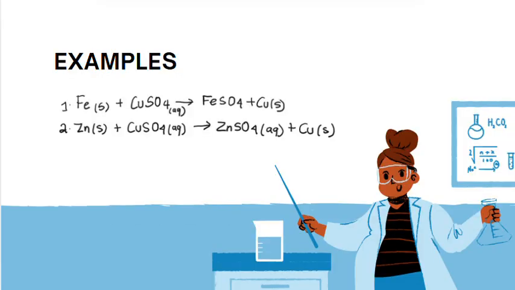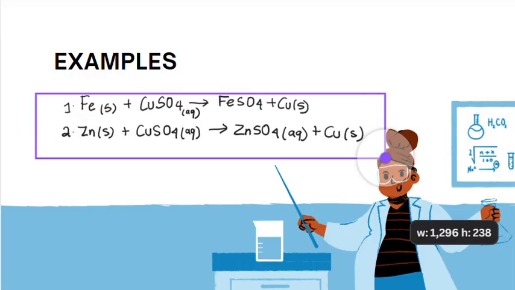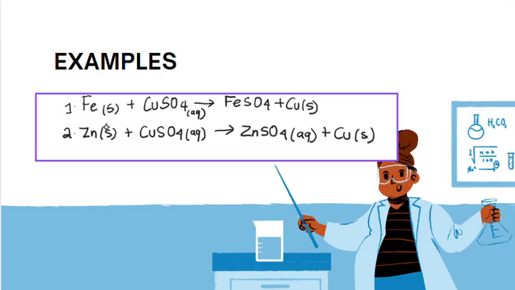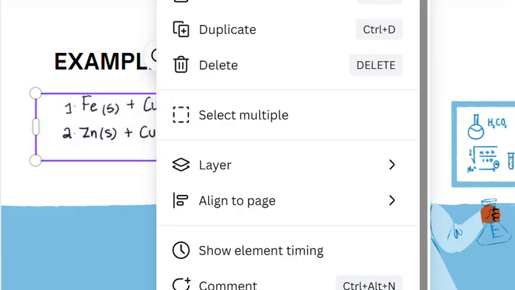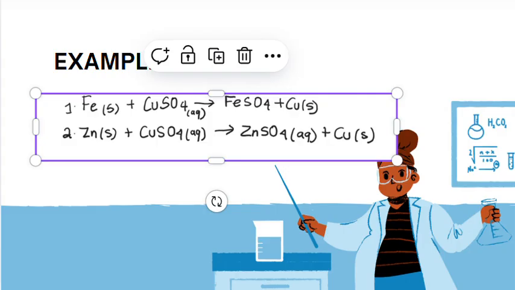Let us look at two examples here as well. The first one we'll be looking at is Fe, which is a solid, plus CuSO4, which is in aqueous form, will give us FeSO4 plus Cu, which is a solid. The second example is Zn combining with CuSO4, which is aqueous, giving ZnSO4 plus Cu, which is a solid.